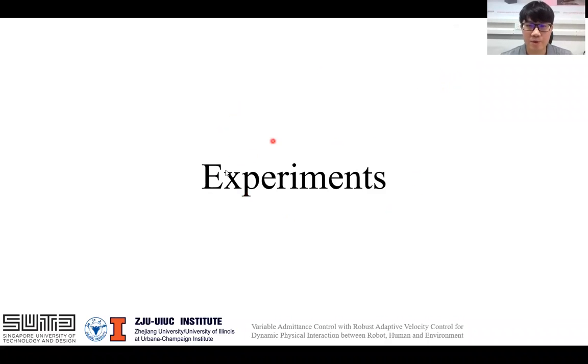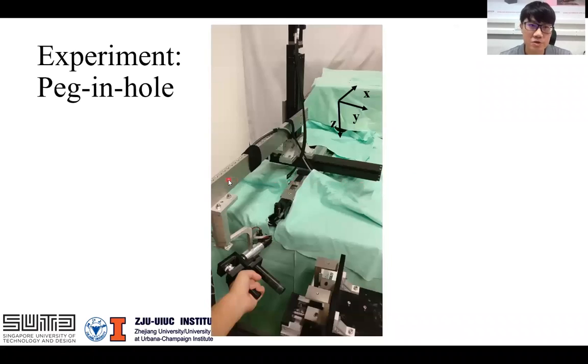Next is our experiments. We choose peg-in-hole as our experiment. This is because when we insert the peg into the hole, if the tolerance is very small, it requires very compliant interactions, a compliant cooperation, so that the human can accurately insert the peg into the hole. At the same time, the interaction force from the hole is quite strong, which causes more challenges on the task. So this is the peg-in-hole.